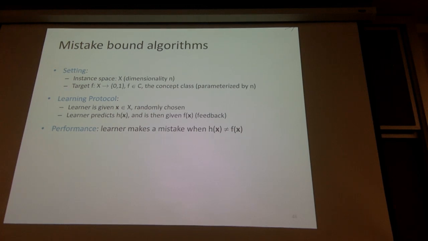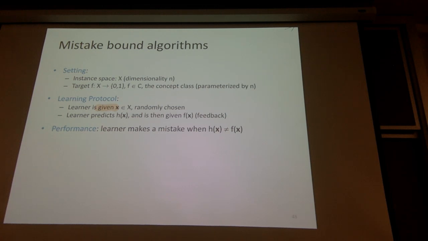Is the setup clear, does this make sense, before I start introducing some notation? Isn't the learner asking for instances here? So isn't this active learning? No, the learner does not get to choose instances. In fact, the learner is given an instance that is randomly chosen. Oh, it's just predicting the label.